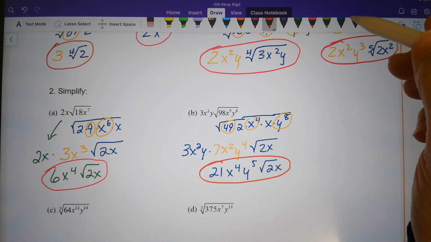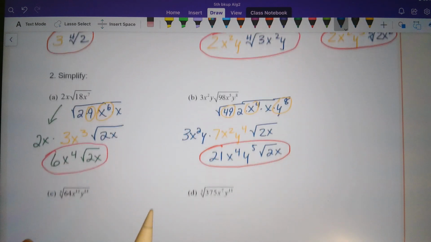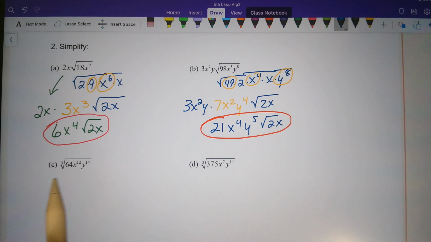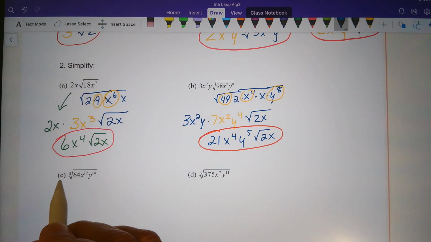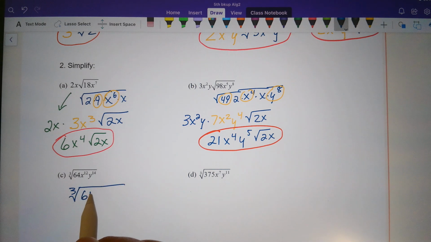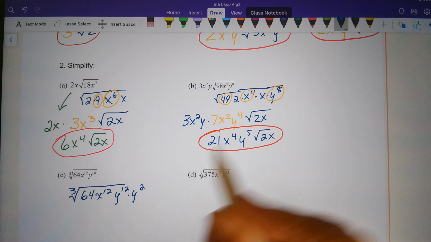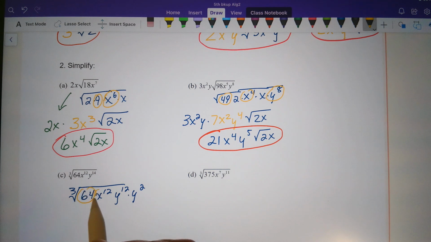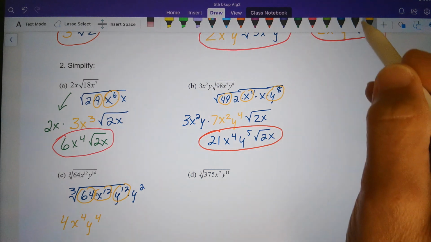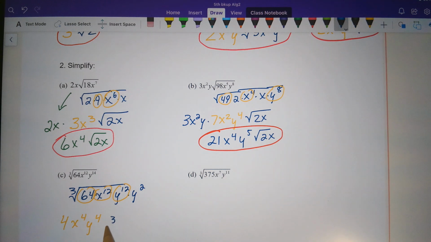C, we have a cube root of 64. That is a perfect cube. X to the 12th: 12 is divisible by 3, so that's fine. We just have to break down y to the 14th. So the cube root of 64, x to the 12th. Y to the 14th will break down into y to the 12th times y squared. Circle those things that are perfect cubes. Out come their cube roots. 4, x to the 4th, y to the 4th, cube root of y squared remains.